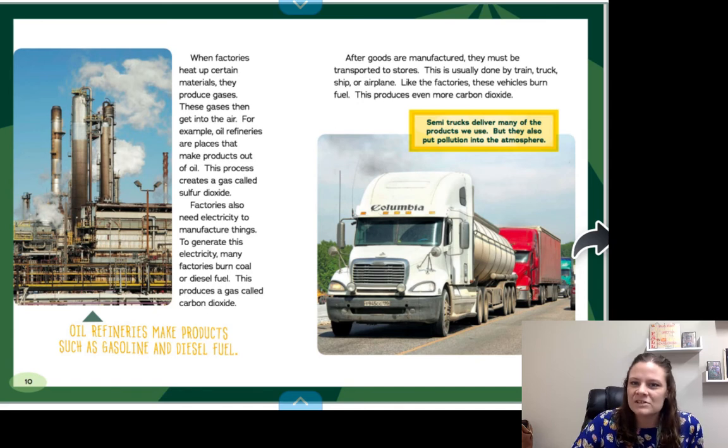After goods are manufactured, they must be transported to stores. This is usually done by train, truck, ship, or airplane. Like the factories, these vehicles burn fuel. This produces even more carbon dioxide. Semi-trucks deliver many of the products we use, but they also put pollution into the atmosphere.